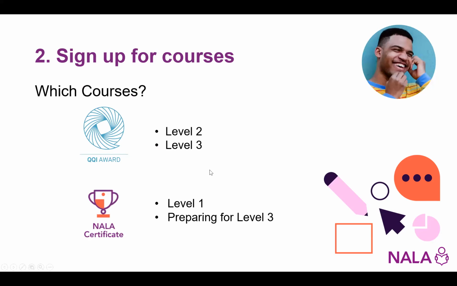So at the moment, we offer courses at 4 different levels. Our level 1 courses, and you can achieve NALA certificates for them, and the same for our preparing for level 3 courses. So we offer preparing for level 3 courses as an intermediate between level 2 and level 3 of the QQI courses. And the reason we offer preparing for level 3 is because we got a lot of feedback from learners that it can be a big jump.